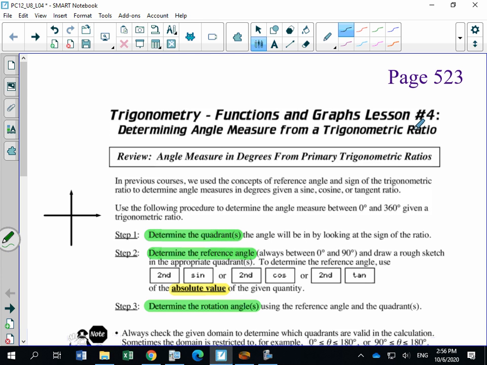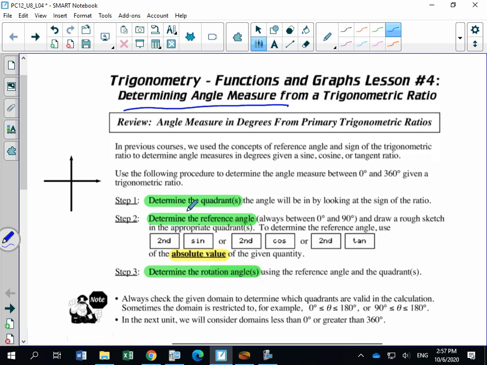One thing I just want to mention, almost all of this lesson is going to be a review for Math 20-1. The only thing that's new is that we're going to be doing the reciprocal trig ratios in this lesson. So what this lesson is on is, based on a trig ratio that I give you, we're going to determine an angle. How we do that is we have these 4 steps here.